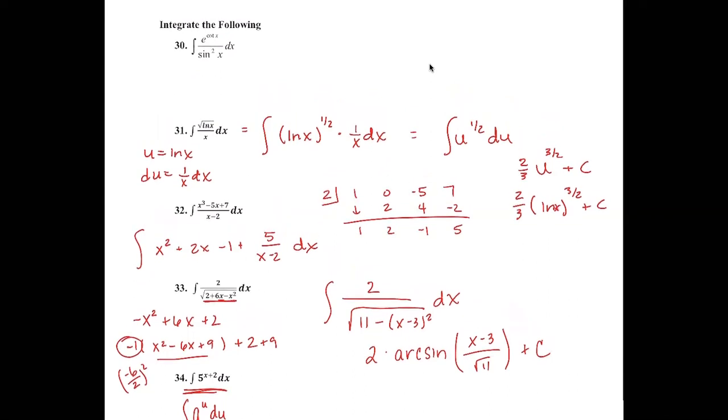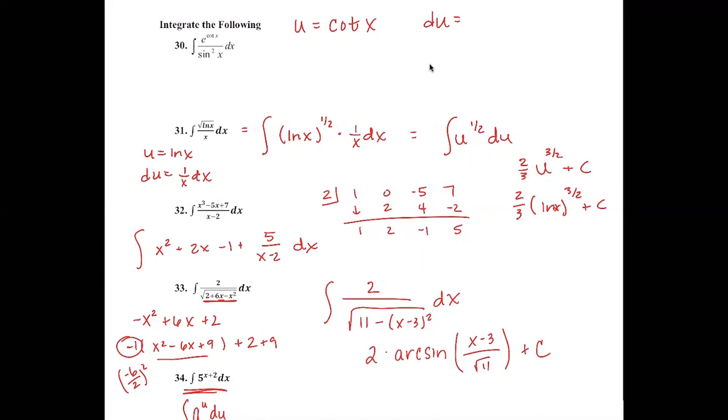What would you do for 30? Cry. Cry? Not too bad. Yes, cry. Wouldn't you make your u the cotangent of x? u would be the cotangent of x. So what is your du? What is the derivative of cotangent? And if you don't know it, you can use the front cover.